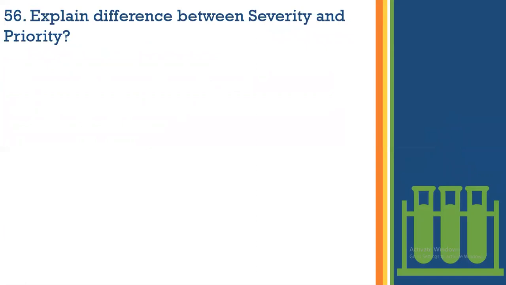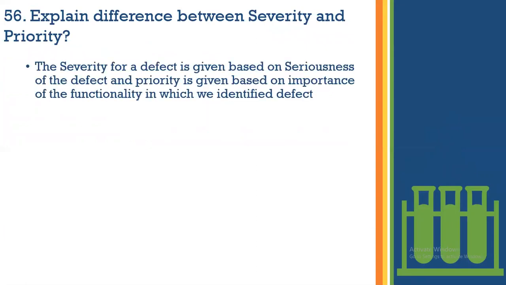Explain the difference between severity and priority. Remember that severity is not there for the test case. So when they ask about severity and priority, both are related to the defect. The severity of a defect is given based on the seriousness of the defect, and priority is given based on the importance of the functionality in which we identify the defect.